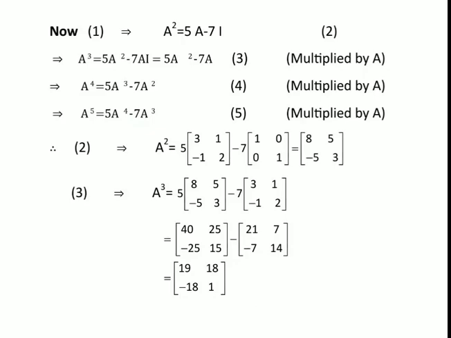Now equation 2 implies A square is equals to 5A minus 7I, and simplify this, you will get A square. Equation 3 implies A cube is equals to 5A square minus 7A. As we have done all these things, now using this substitute the values, you will get A cube.